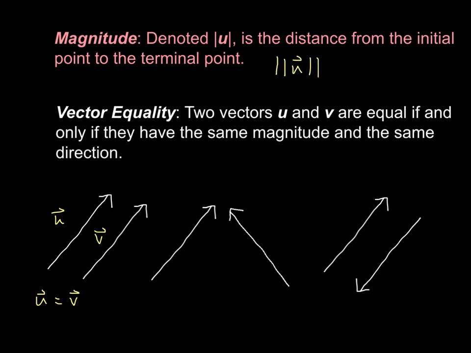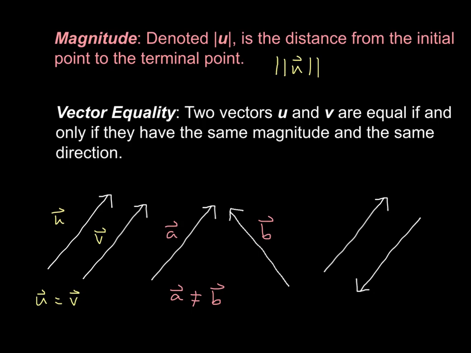Now let's take a look at situations where the vectors are not equal. In this second case, we have two vectors. We'll call this first one A and the second one B. In that situation, they have the same magnitude, but they don't have the same direction. So therefore vector A, in this case, is not equal to vector B.